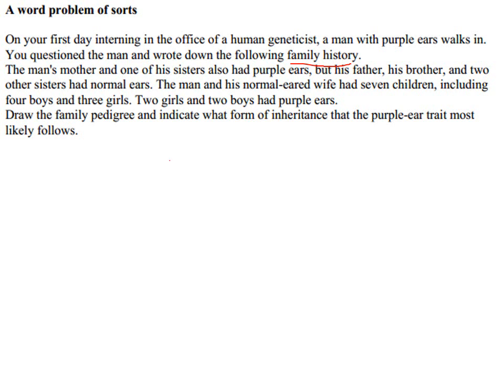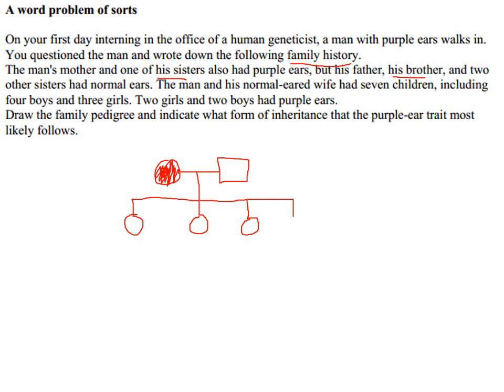So we'll draw out the man's mother, and we'll color her in with purple ears. We'll draw the man's father. He's not colored in because he's not affected. He said that he has 3 sisters total, his sister, and 2 of his sisters. So let's draw the 3 sisters in. He has a brother, and we'll draw him just off to the end over here. We'll color him in.